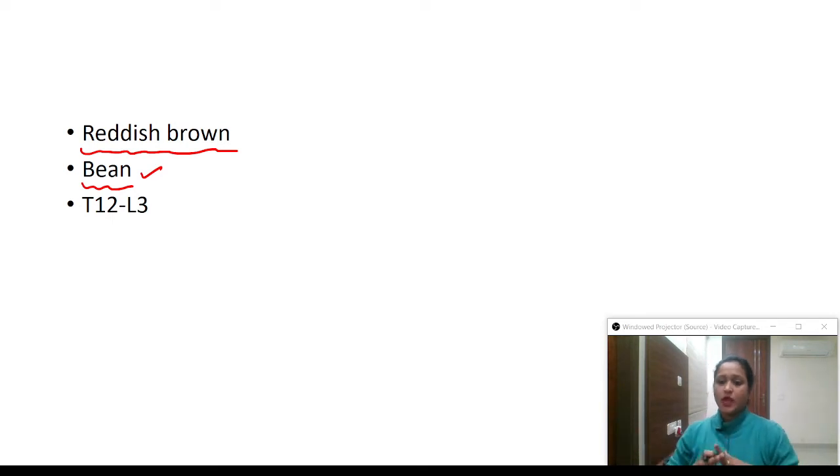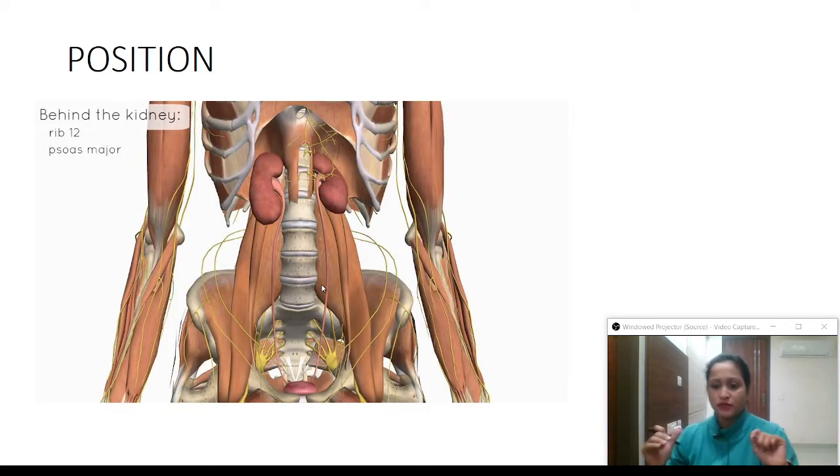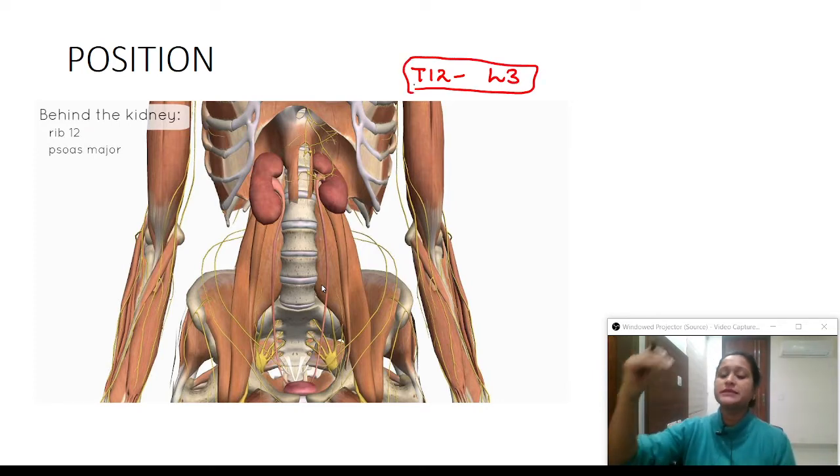Right. Now if you see the location where the kidneys are located, they are at the back side, we can say the dorsal side, right, and between the thoracic 12 to lumbar 3 vertebrae. So in between the thoracic 12 to lumbar 3 vertebrae, you will find the kidneys are placed. Is that clear? So this is all about the position of the kidney.